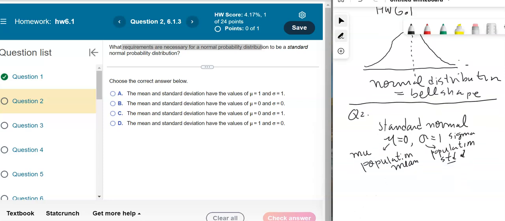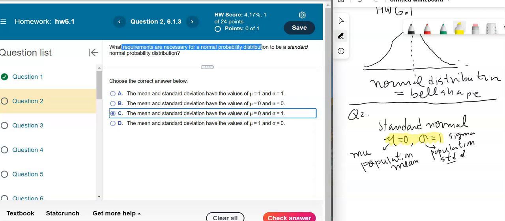Now, if it's standard normal, then mu equals 0, sigma equals 1. Remember this? Mu equals 0, sigma equals 1. Okay.